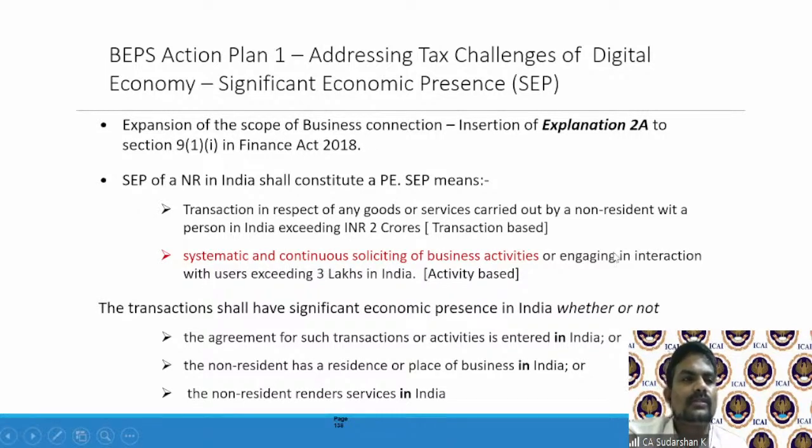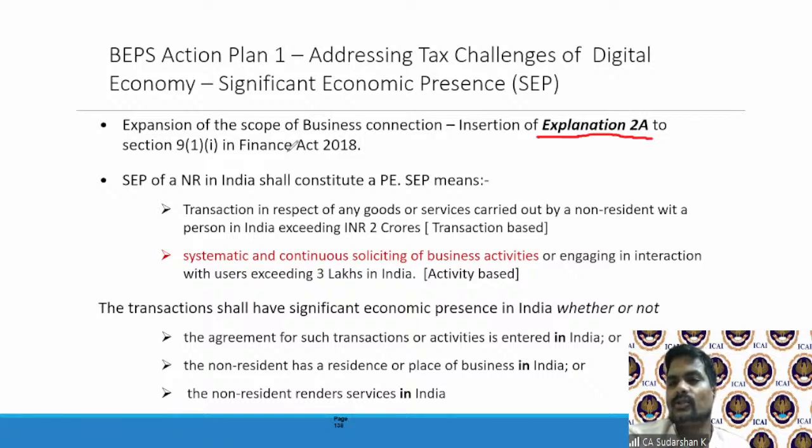So just be aware of this. This was inserted and is applicable from the Finance Act, from assessment year 22-23 for your exams for those who are taking up, because these were notified only in 2021. This is mainly relevant for non-residents with whom we do not have a treaty.